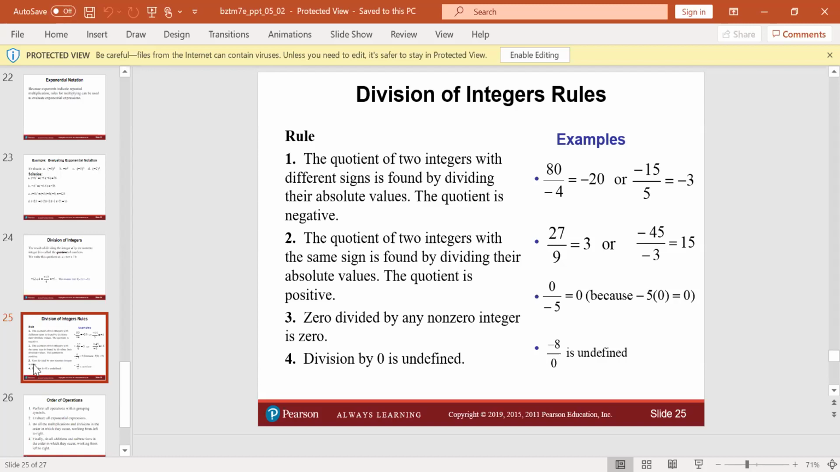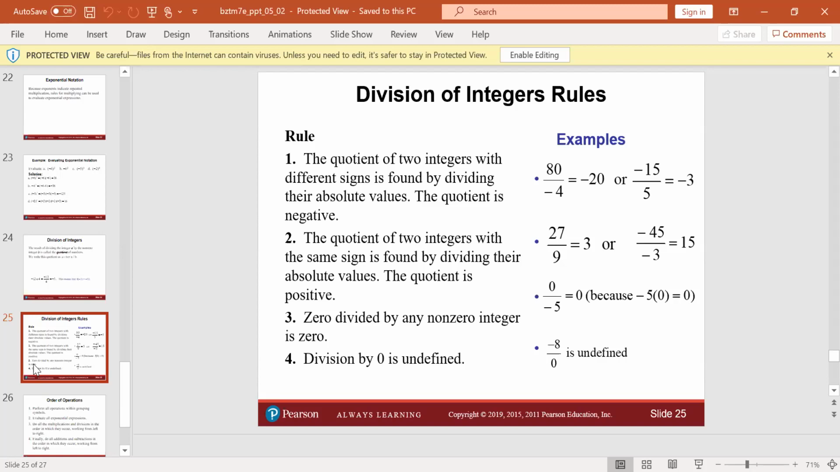So, as we can see here in this first rule, basically, if you have one number and you're dividing by another number, if one number is positive and the other is negative, then just like multiplication, the result is going to be negative. It's because division is just the opposite of multiplication.